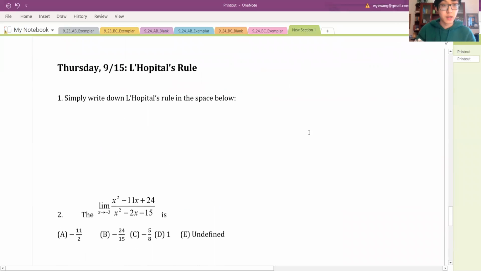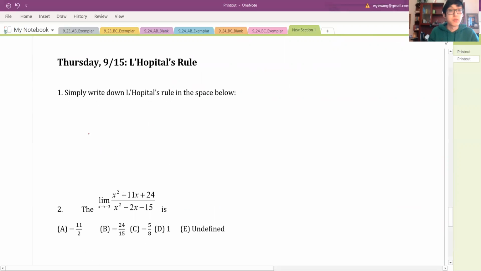Okay, so that's a lot, but let's move on to the next problem. So simply write L'Hopital's rule in the space below. L'Hopital's rule is that the limit as x approaches a of f of x over g of x is equal to the limit as x approaches a of f prime of x over g prime of x. I actually forget exactly what the notation is here, but it's something like that. But this only applies when we have one of these indeterminate forms.